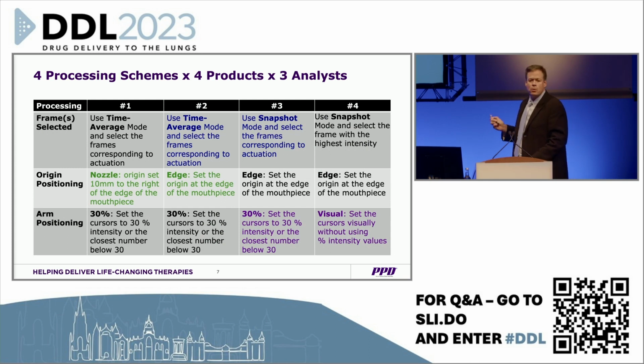If we combine all this together in a testing scheme, we had 4 unique processing schemes. And the color coding here shows the variables that are being compared across each of these processing schemes. So you see in the green, we can compare setting the origin at the nozzle versus the edge, using a time average versus a snapshot, or using the 30% intensity versus visual.